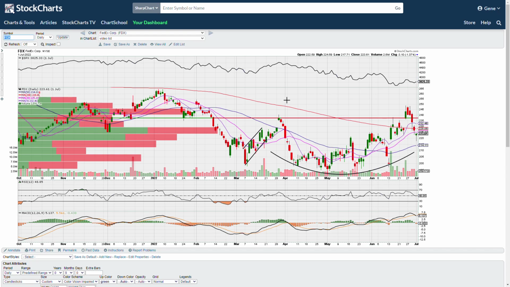You got FedEx here. I really thought this was going to give us at least a couple of days run off the earnings, but it just didn't happen. Have this little saucer, kind of a rounded bottom pattern down here. I call them rounded bottoms. I don't really call them saucers, to be honest, but it could be passed as a saucer. To me, it's a rounded bottom.